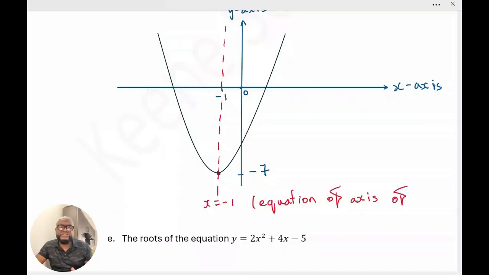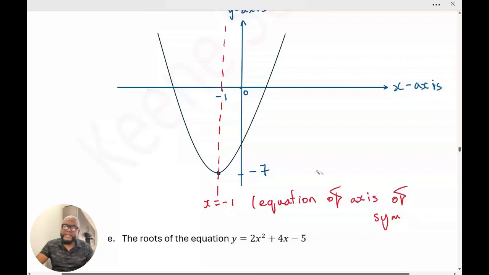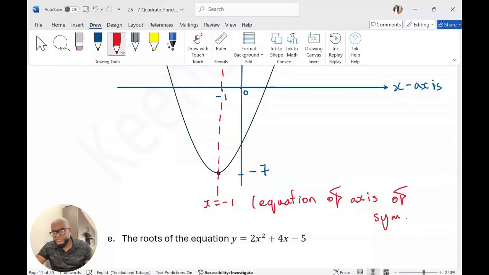Y'all know what symmetry means, right? Symmetry means a cut in one. Excellent. Symmetry is 2 M's, then. Symmetry. Yes, 2 M's.